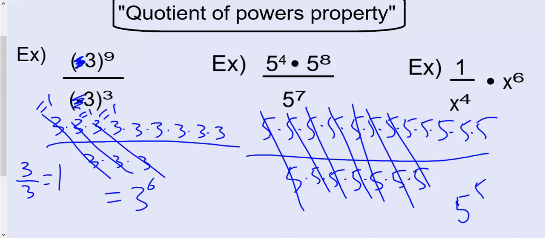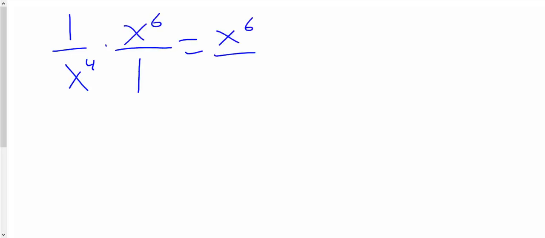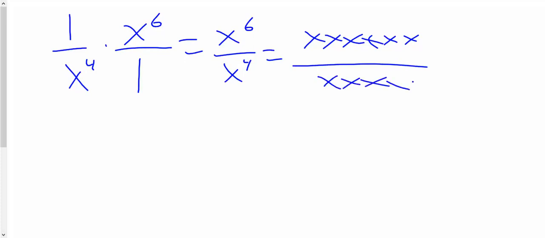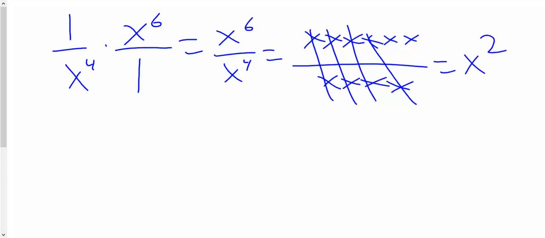Okay. And then I didn't leave myself a lot of room. I have 1 over x to the 4th times x to the 6th. What I'm going to do is put this as a fraction, so we have x to the 6th on the top and x to the 4th on the bottom. I'm just multiplying fractions there. And then I can expand. I have x times itself 6 times, and then x times itself 4 times. Those are all 1, and I have x times itself 2 times.